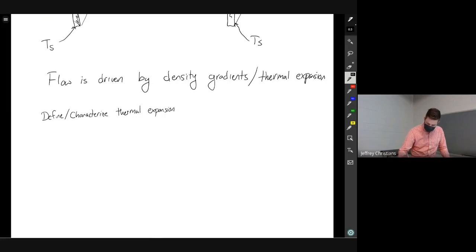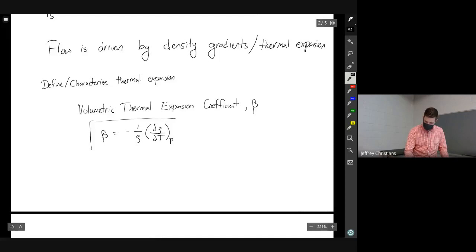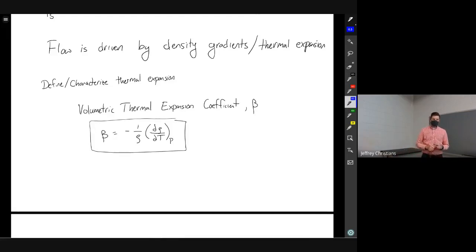We do that with the volumetric thermal expansion coefficient, which we'll call beta. The way we define beta is beta = -1 over density times the partial derivative of density with respect to temperature at constant pressure. Let me explain what this equation is. We're not actually going to be using that to calculate things, but that's what beta is.